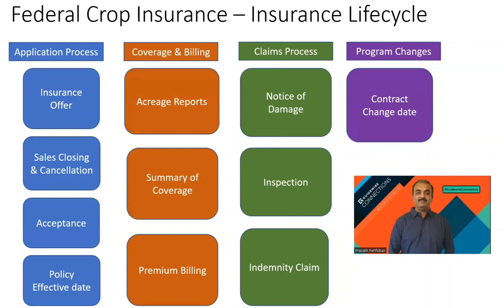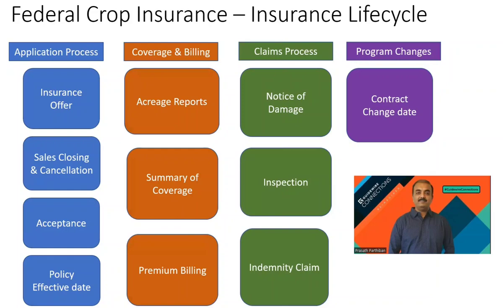Now, once this insurance offer is available, the customers can go ahead and submit their application. When I say application, they fill in the details and what kind of coverage they need for their crops. And they have to do that before the sales closing date. For every year, the actuarial document will say this is the particular sales closing date, maybe March 15th or April 15th. Before that date, the customer has to complete the application.